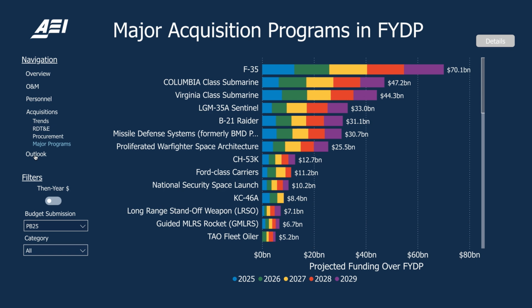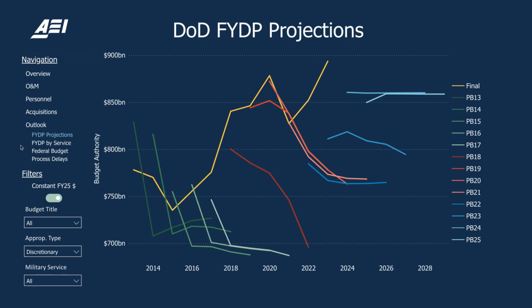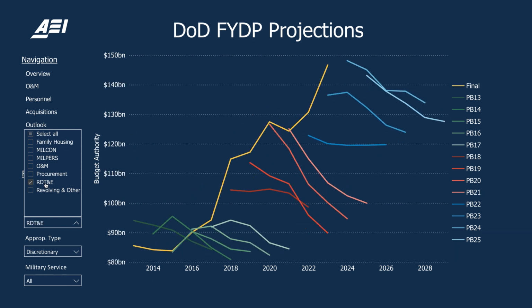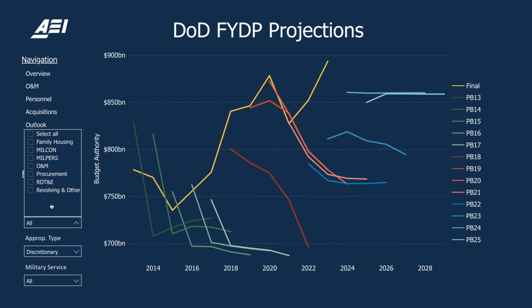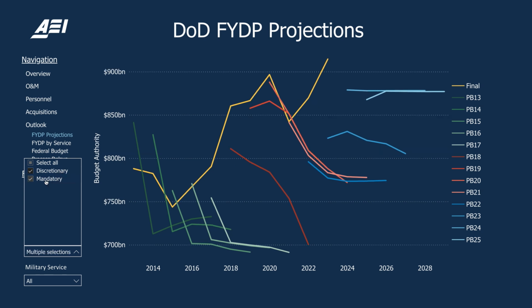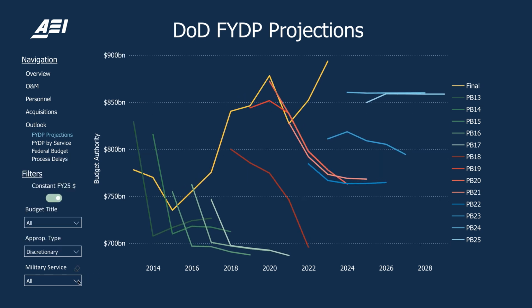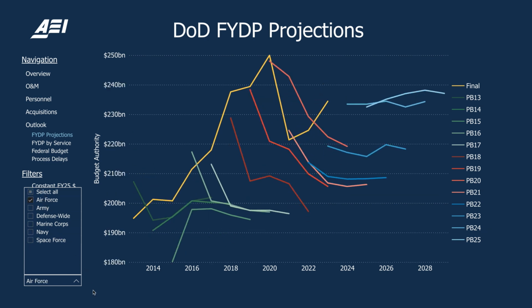Now, the last section is the Outlook section of the report. The FYDP projections page just shows the overall DoD budget as projected in each budget request. You can filter this by title if you just want to see how one particular title of the budget compares to previous budget requests. You can also choose whether you want to include discretionary funding only or if you want to include mandatory funding as well. And you can filter it by military service if you just want to see how the FYDP projection compares for one of the military services.